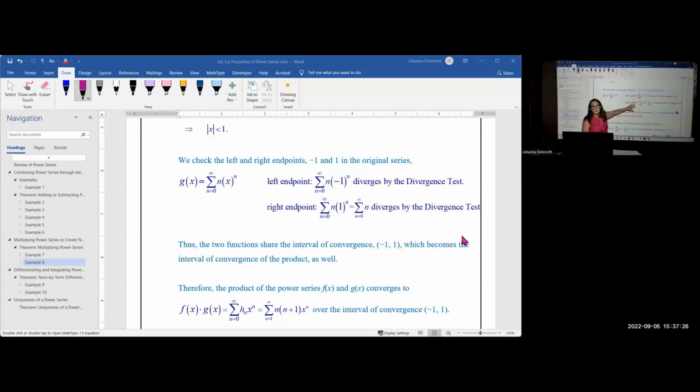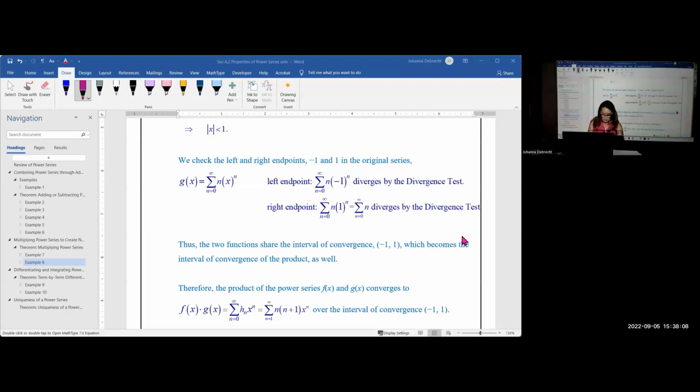The second one is even easier because 1 to a finite power, n, is 1. So we get the series from 0 to infinity of n. So the series becomes 0 plus 1 plus 2 plus 3 plus 4 plus 5 forever. And we know that the limit of that sequence of terms goes to infinity, which is not 0. So again, it diverges by the divergence test, which means that the two functions f and g both share the same interval of convergence, -1 to 1, which will become the overlapping interval of convergence of the product as well.